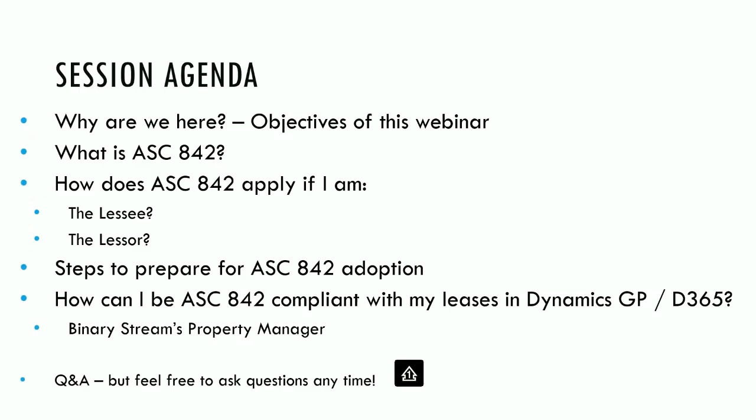We're going to talk about some steps to help you prepare for ASC 842 adoption. And then we're going to talk about, in particular, how you can be 842 compliant with your leases if you're using Dynamics GP or even looking forward to Dynamics 365, which would be a combination of the AX Nav type products that are out there today. And we're going to focus toward the end of the call on Binary Stream's property management module that will help you with that.